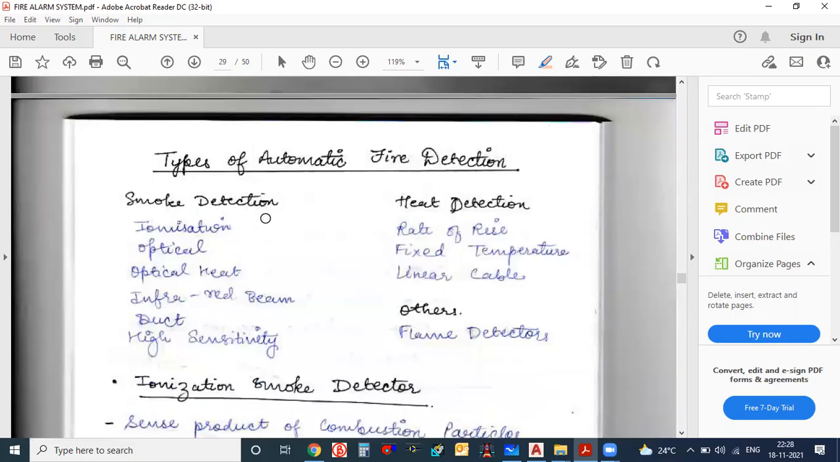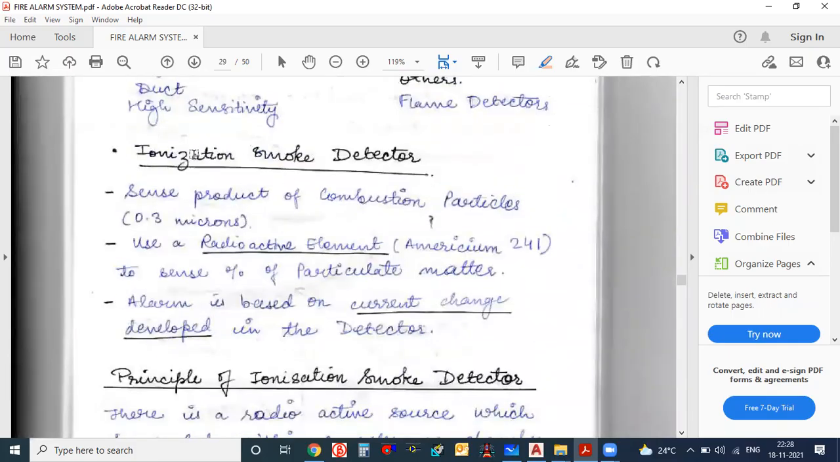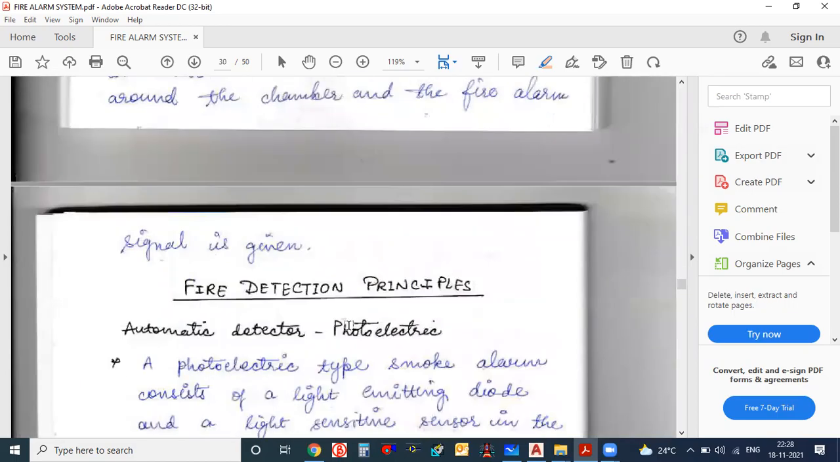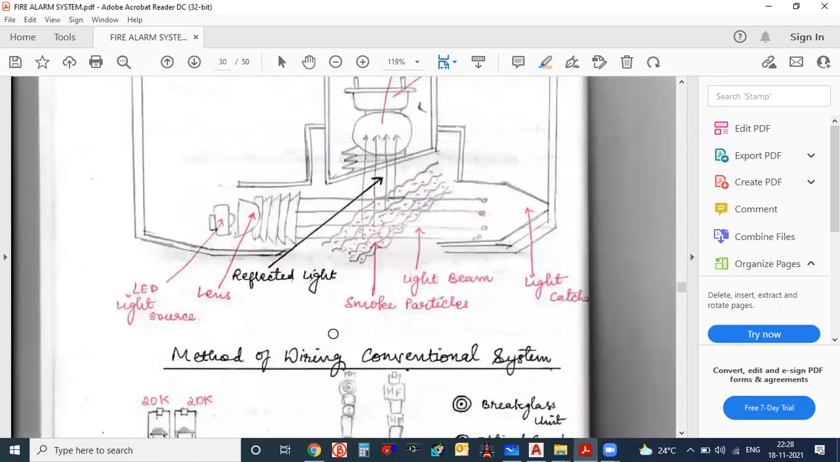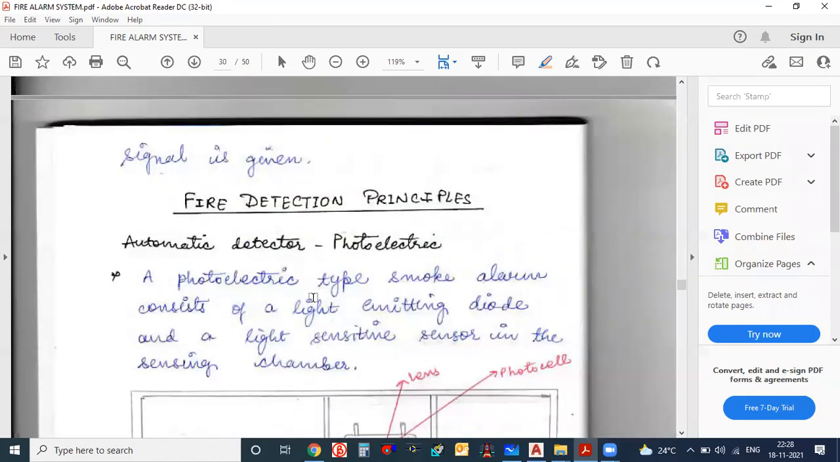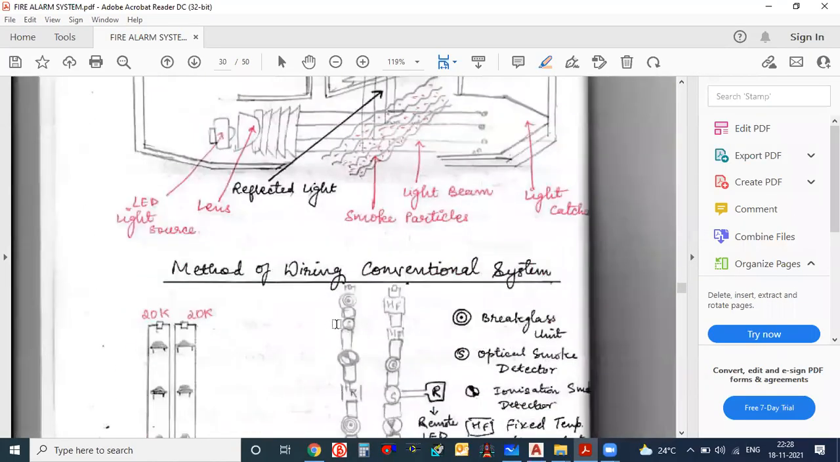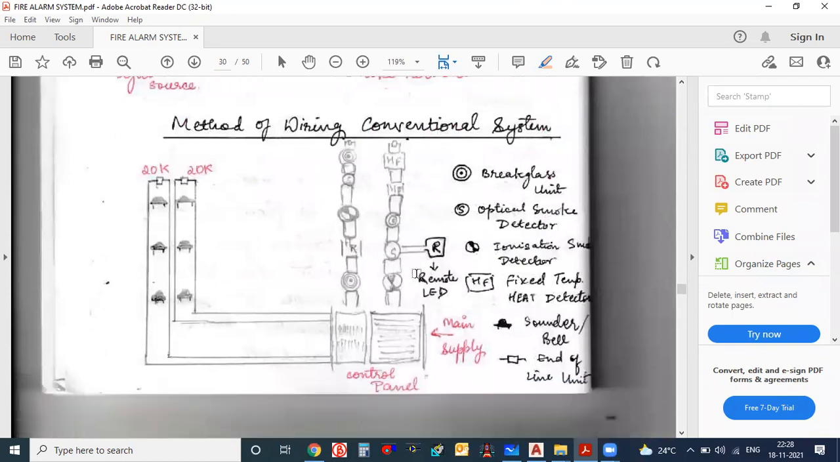Types of automatic fire detector. Okay, again the same things will come here. Ionization, smoke, principle of ionization, fire detection principle, automatic detector. Something is given here about the photoelectric system. This also you can see: method of wiring a conventional system. How this wiring of conventional systems is connected. Some things are given here.